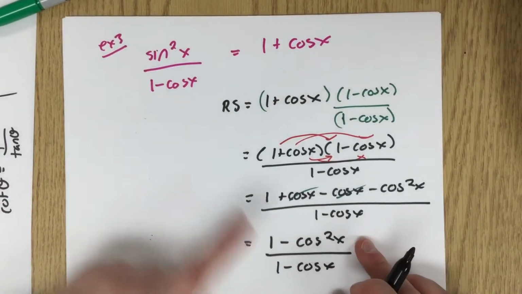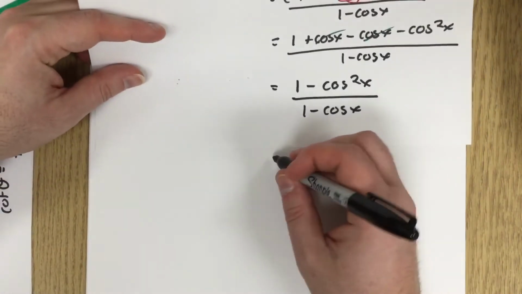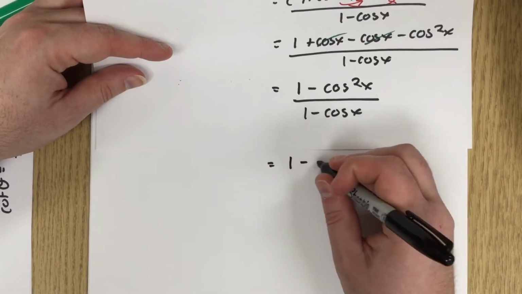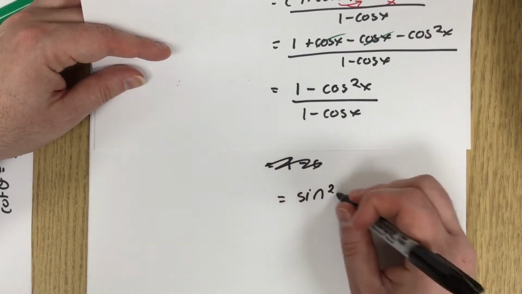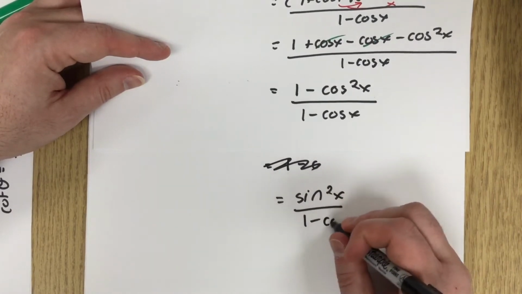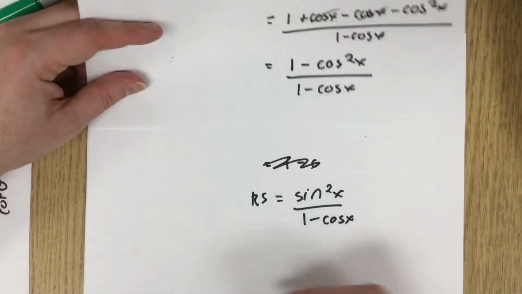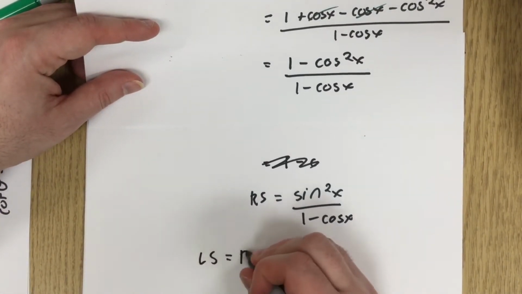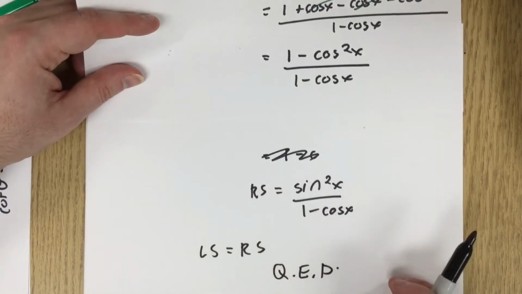But 1 minus cos squared x is equal to sine squared x. And so therefore it is equal to sine squared x over 1 minus cos x. That's the right side, which is the left side. So yet again, left side equals the right side. And that's just another way of proving the same thing.